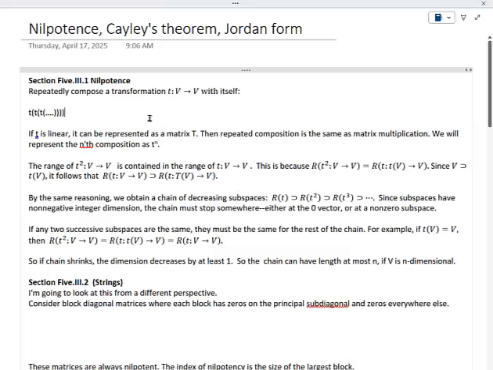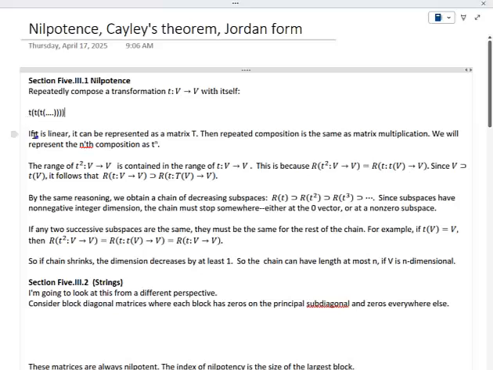So let me go through these notes. The tool that we're using to study nilpotence is repeated composition. So you repeatedly compose a transformation T with itself. And this is a very powerful mathematical tool that's used not just here, but in other places as well. So if my transformation is T, I take T of T of T of T. And if I take T of T of T, that's still a transformation, right?